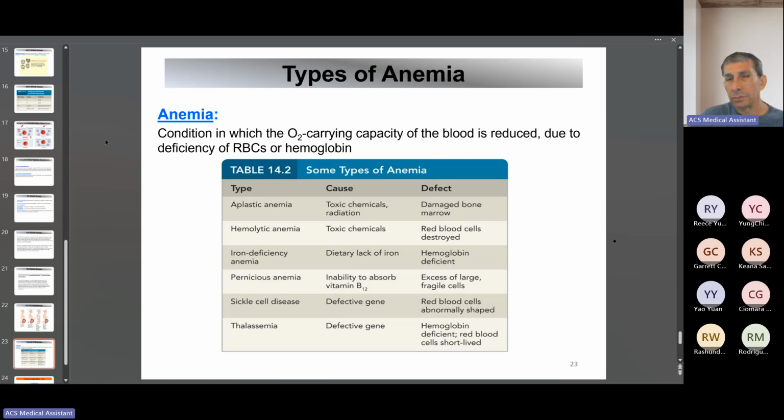Any questions about blood types or anemias?